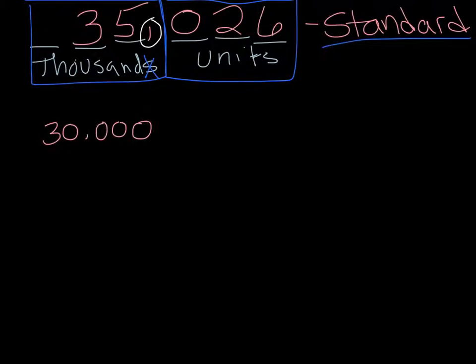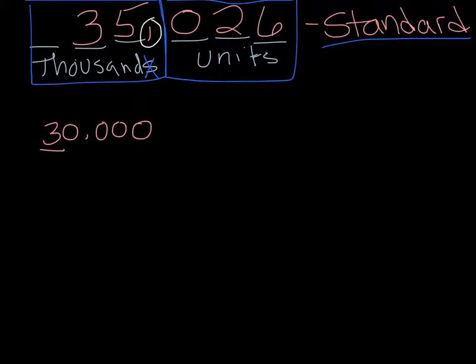Another way to go about finding the value of the 3 is simply to write the 3 and then write a 0 for every place value behind it. So we have 1, 2, 3, 4 place values behind it. So we'll write our 3 and then we'll write 4 zeros, one for each place value behind it. That will also show you the value of that number.